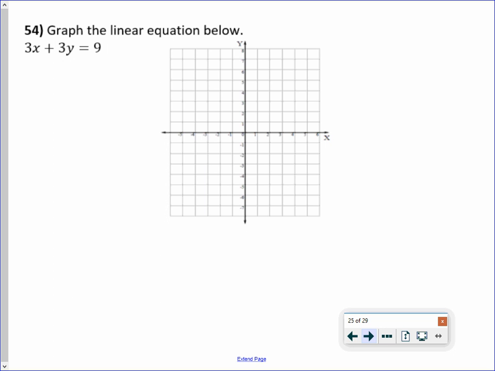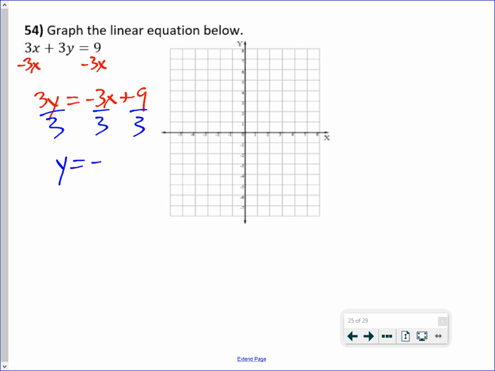Here, this one's tricky because it is not solved for y. So I need to subtract 3x from both sides. And I'll get 3y equals -3x plus 9. And we're going to divide both sides by 3. And I'll get y equals -x plus 3. So I will start at 3. And then the slope is -1, so that's rise over run, it's down 1 over 1. Remember, lines with negative slopes go down. And there's my graph.